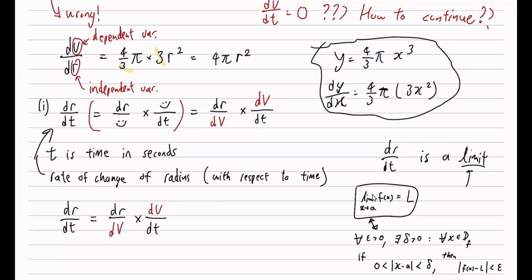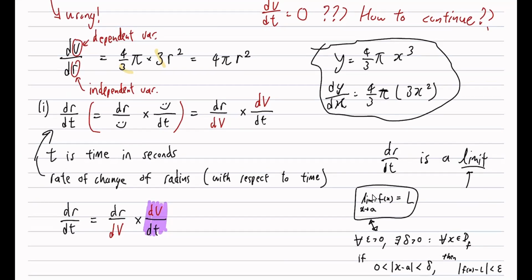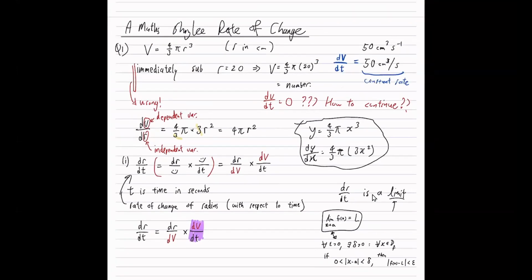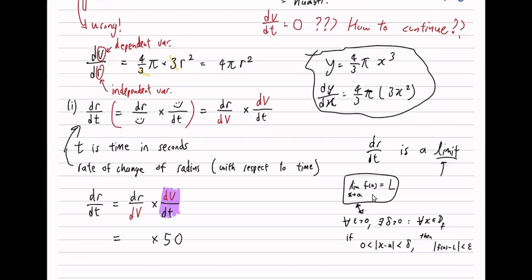Why is that useful? Because dv by dt here, do we know the value of dv by dt? Yes, right over here. 50. Then it just becomes a times 50. But what about dr by dv? Don't know, right? We don't know what is dr by dv, or do we? Just treat it like a fraction. So isn't this the same as 1 over dv by dr? Yes, right? Like 2 over 3 is the same as 1 over 3 over 2. Can you see?